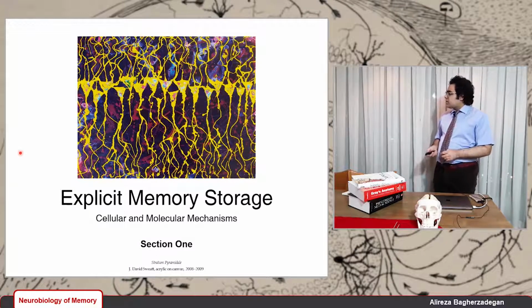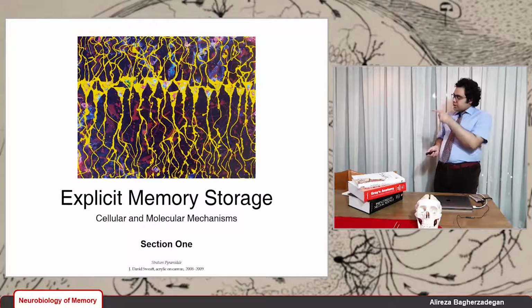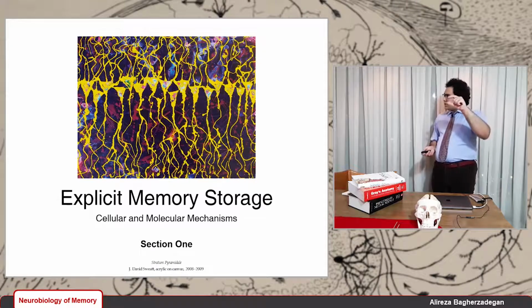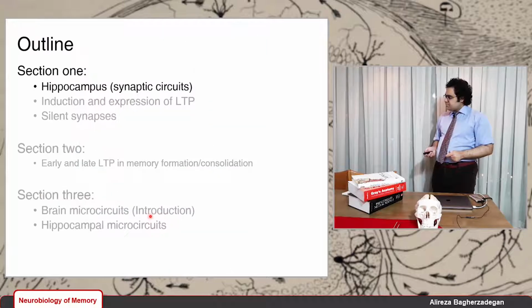By the way, this is a very beautiful painting by Dr. David Swat. It shows a layer of the hippocampus called stratum pyramidale. I'm not sure if I'm pronouncing it correctly, but it's a layer of pyramidal cells in the hippocampal cortex. So let's talk about explicit memory storage.